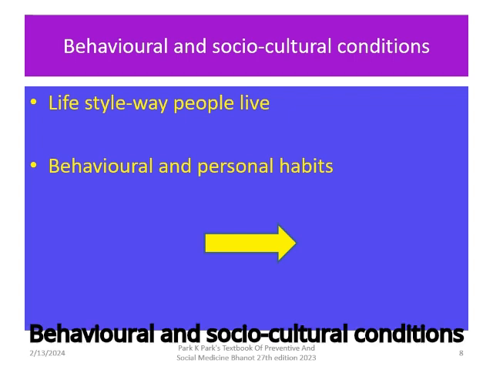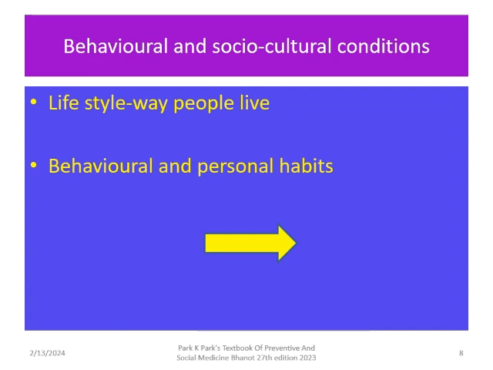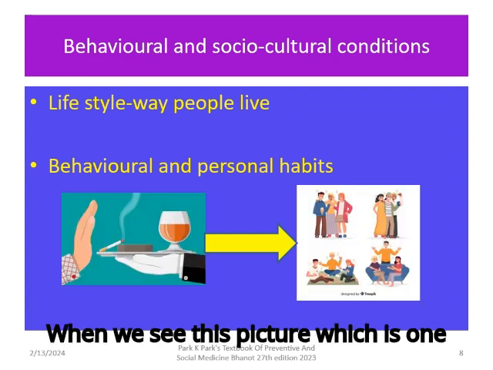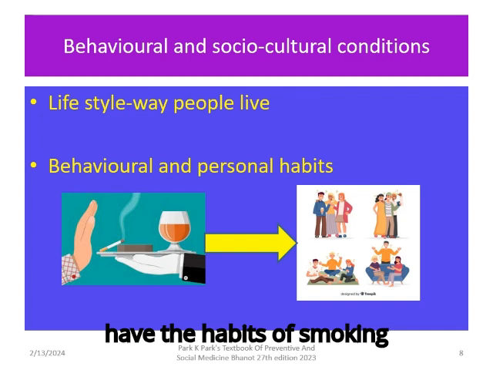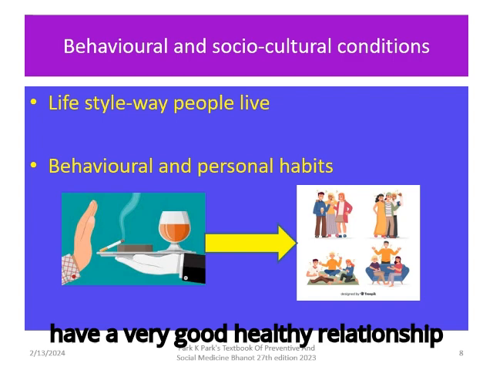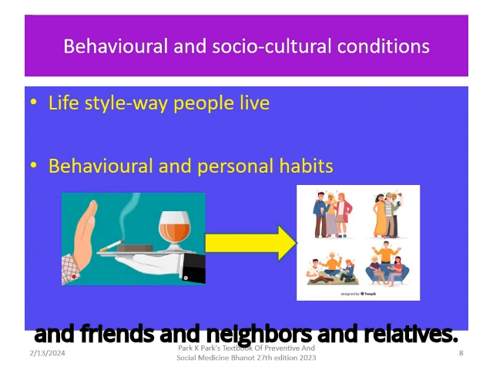Behavioral and socio-cultural conditions, lifestyle, the way people live, behavioral and personal habits. When we see this picture, one side is indicating that we should not have the habits of smoking and alcoholism, and we should have a very good healthy relationship with the surrounding community and family and friends and neighbors and relatives.